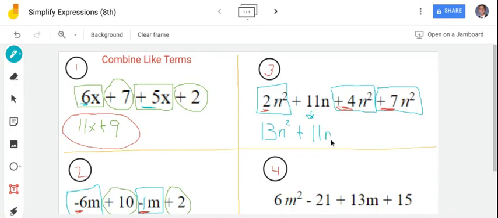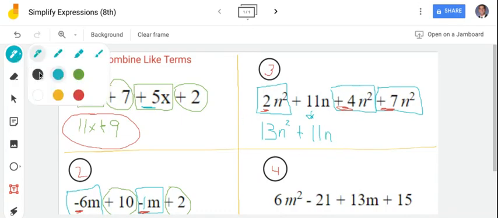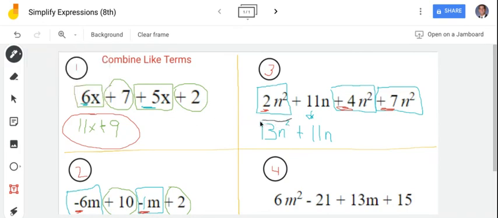Positive 11n. Is that my final answer? Yes, it is. I'll circle final answer. Because this is an n squared term, and this is n to the first, they're not like terms. They have the same variable, but not the same exponent. Therefore, they cannot be combined. This is as simplified as you can get for number 3: 13n squared plus 11n, final answer.